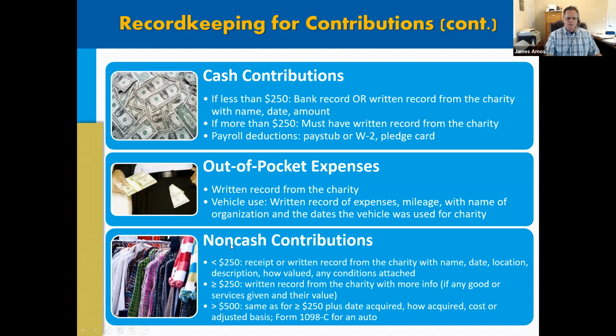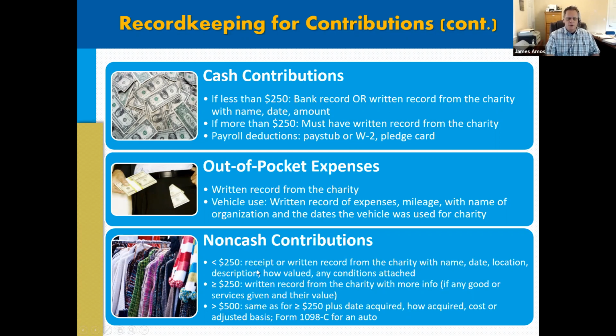Let's talk about non-cash contributions. These are a little more confusing because non-cash contributions can get quite expensive. So how do they divide it up? Just like cash contributions, it's less than $250 or more than $250, but there's a little bit more to it. Less than $250 for non-cash contributions like Goodwill donations, you need a receipt or some kind of written record from the charity.